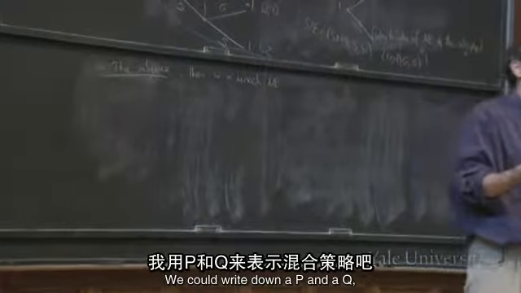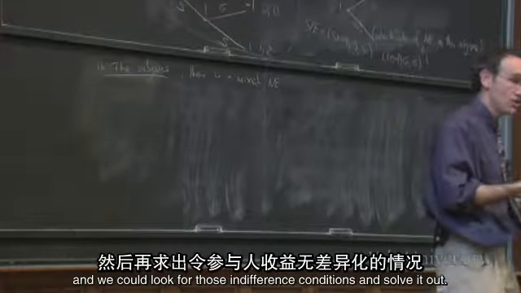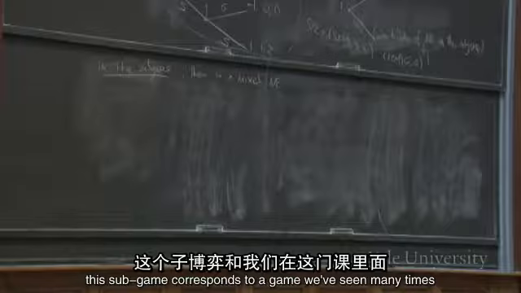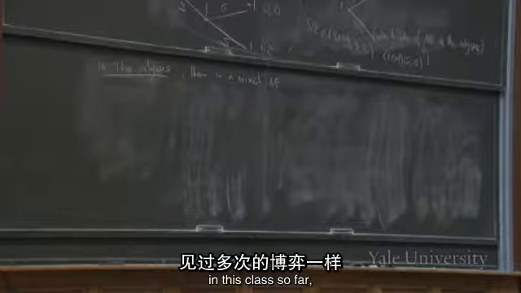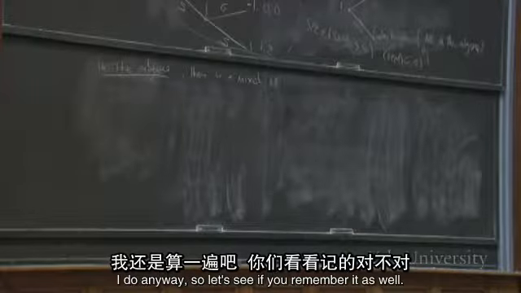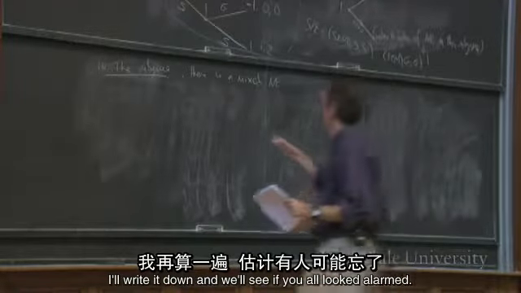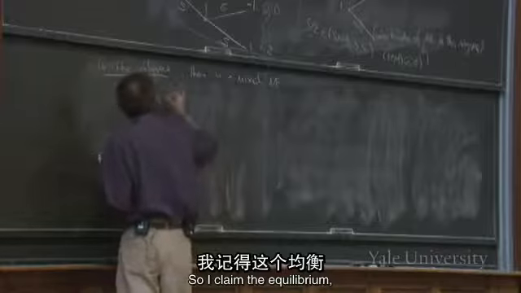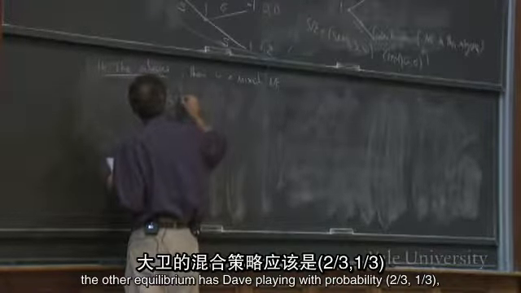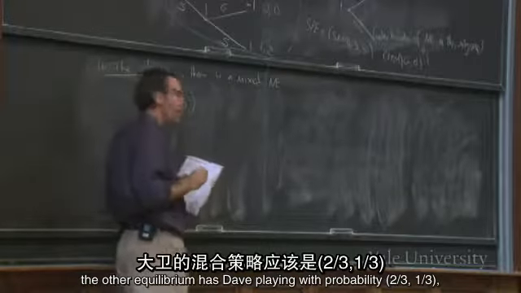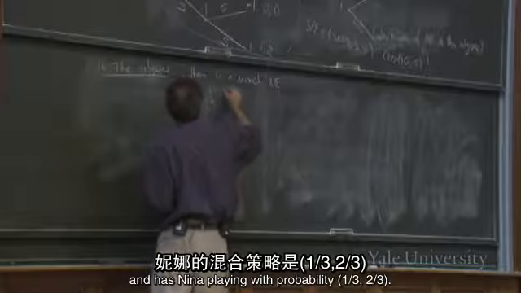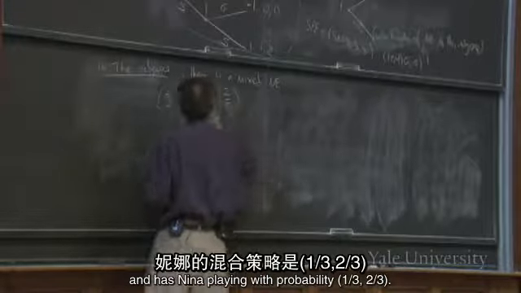We could write down a P and a Q, and we could look at those indifference conditions and solve it out. But this subgame corresponds to a game we've seen many times in this class so far, and I think we probably remember what that equilibrium is. I do anyway. So let's see if you remember it as well. I'll write it down, and we'll see if you all look alarmed. So I claim the other equilibrium has Dave playing with probability 2/3, 1/3. And has Nina playing with probability 1/3, 2/3.